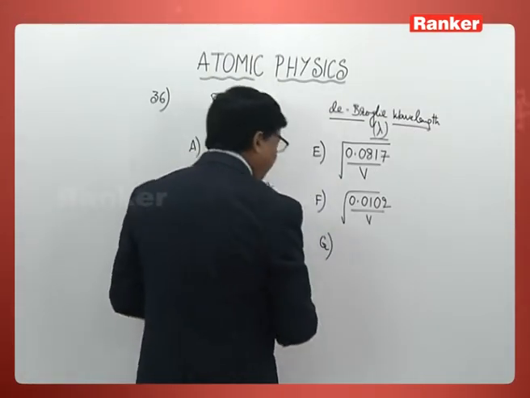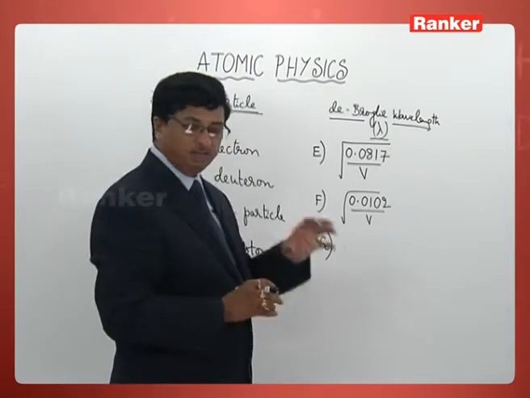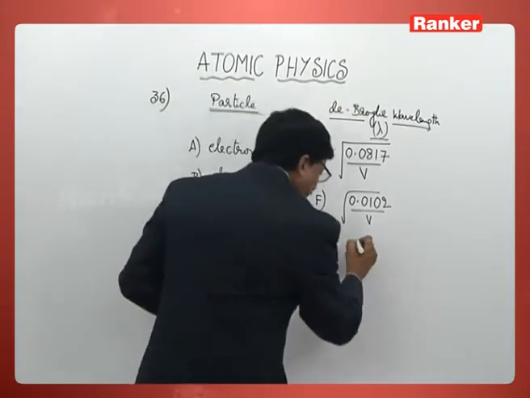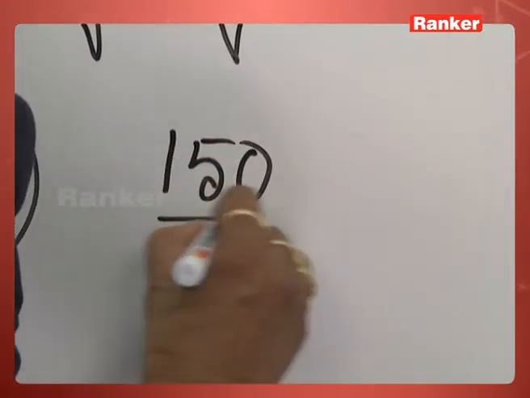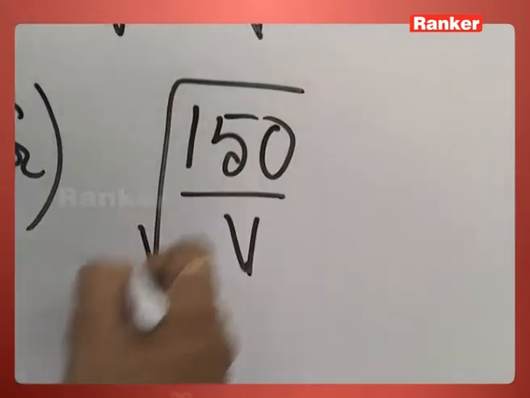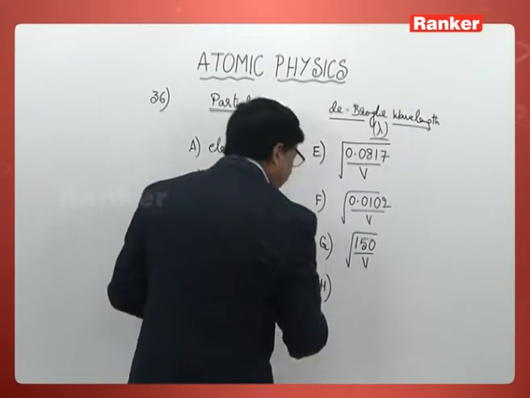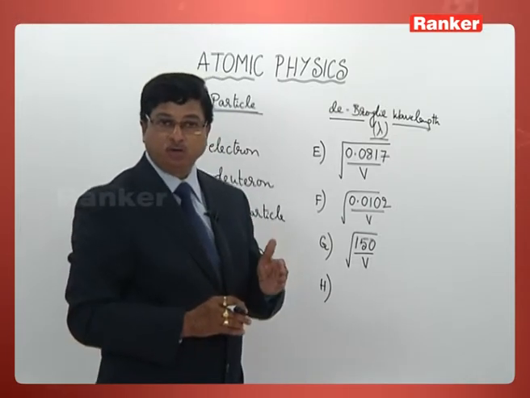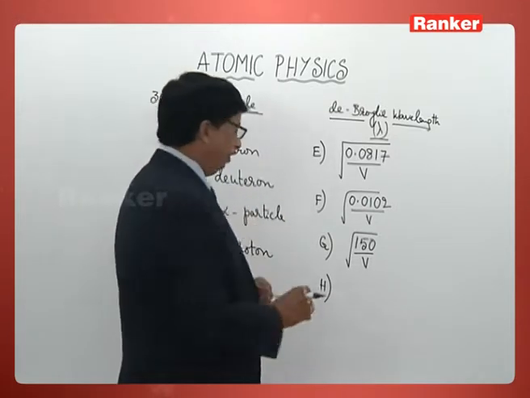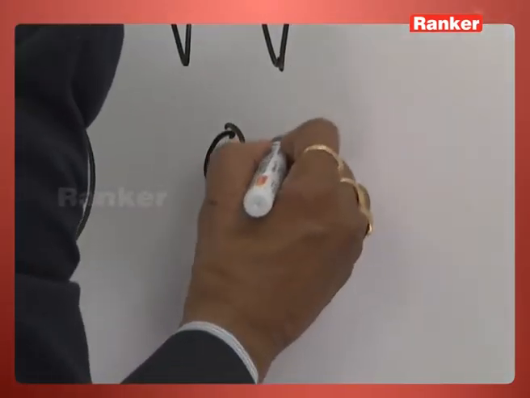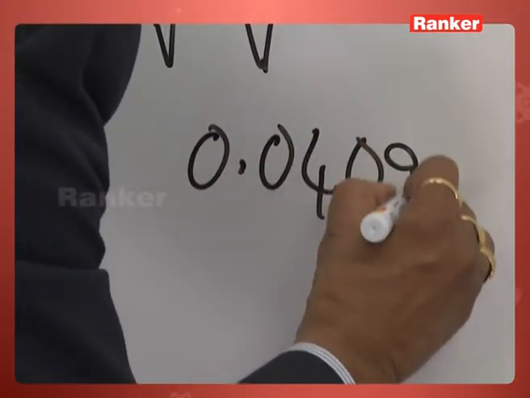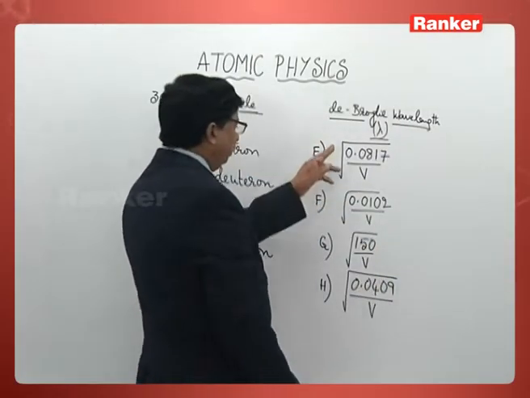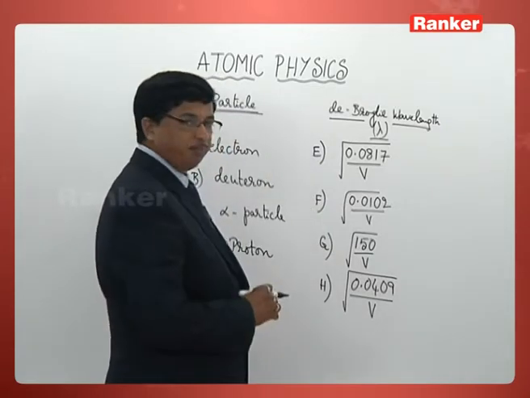The next one he has given is G. He gave a value 150 by V, that is 150 divided by V, whole under root. And the last one is given as H: 0.0409 divided by V, this under root. These are the four values given.